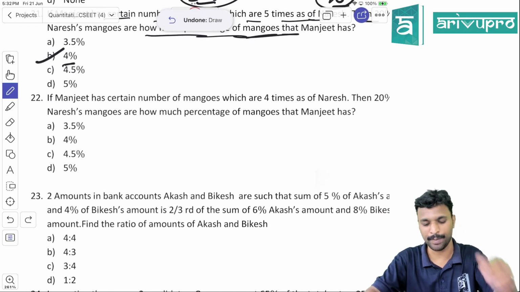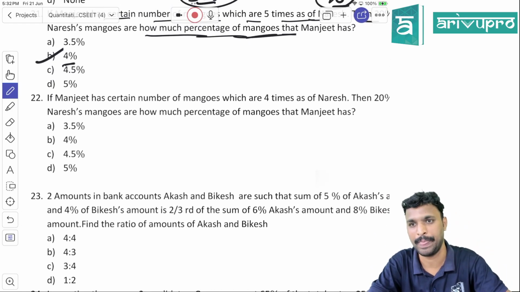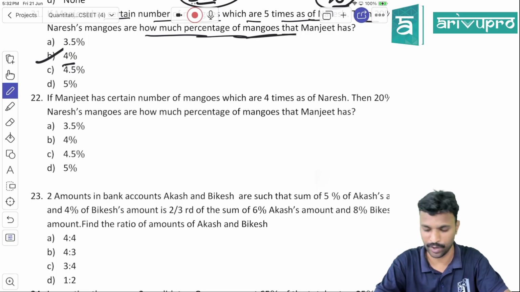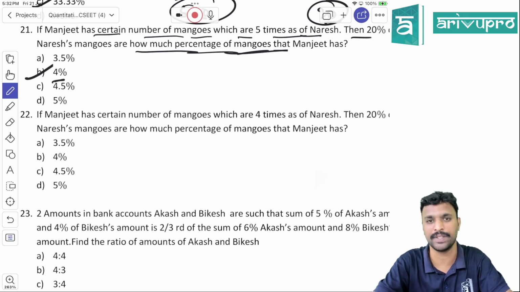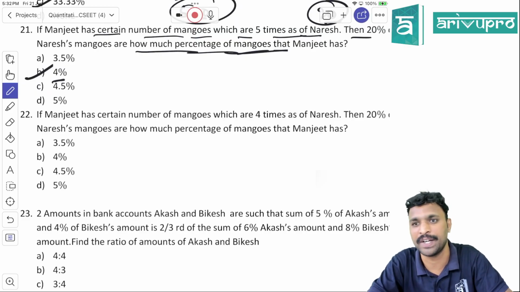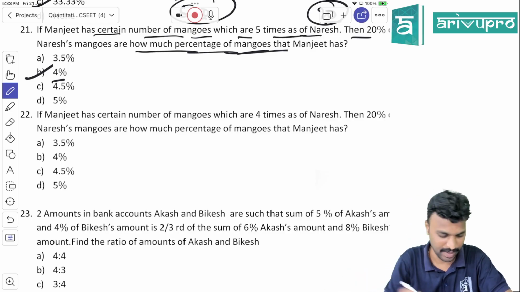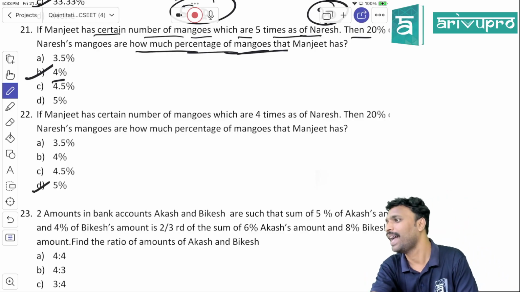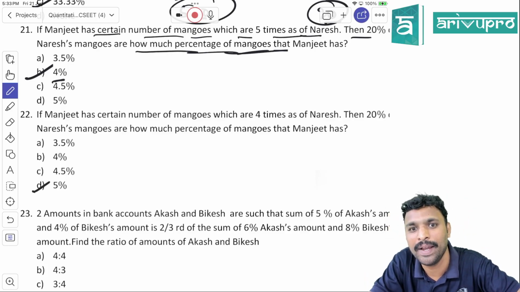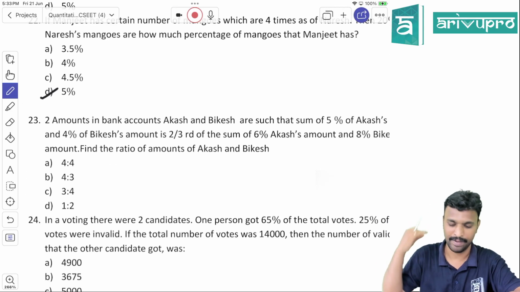If Manjit has a certain number of mangoes which is 4 times as that of Naresh, so Naresh is 100, Manjit is 400. 20% of Naresh's mangoes means 20 is what percentage of 400? Options are there. 10% of 400 is how much? 40. 20 is half of that, which is how much percent? 5%. Answer is option D. 10% is 40, 5% is half of that, 20. Yes or no? So the answer is 5%.